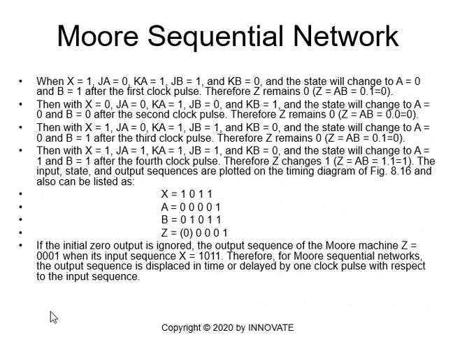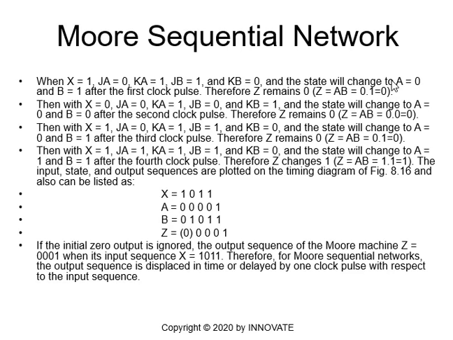So to determine this, we follow the changes according to the excitation equations of each of these flip-flops. We know JA, we know KA. KA is constant at 1. We know JB and KB when X is 1. And the state will change to A equals 0.